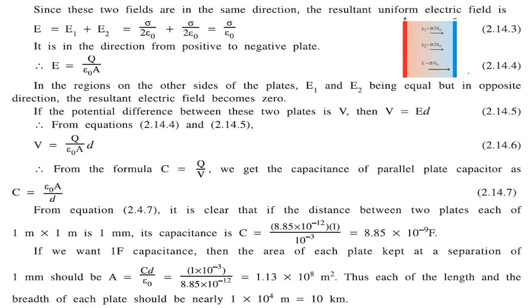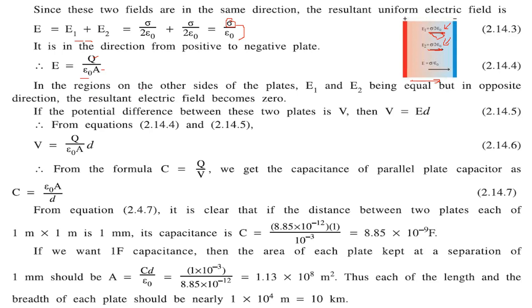Now we got this E1 and E2. These two fields are in the same direction, so we can add them. E1 plus E2 will be sigma by 2 epsilon naught plus sigma by 2 epsilon naught. We can add, it will be sigma by epsilon naught, and this is in the direction from positive to negative plate. Because sigma is Q by A, this eventually comes to be Q by A epsilon naught.